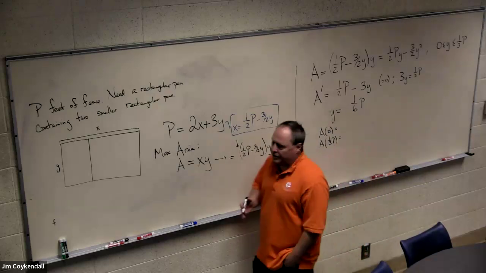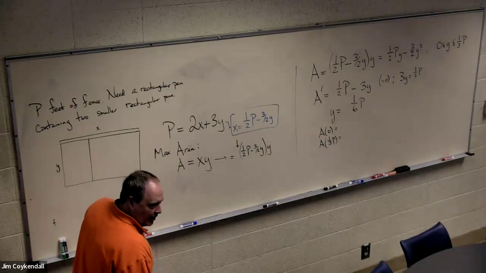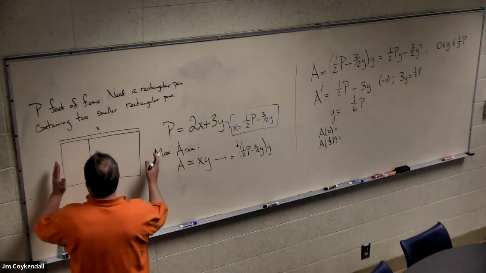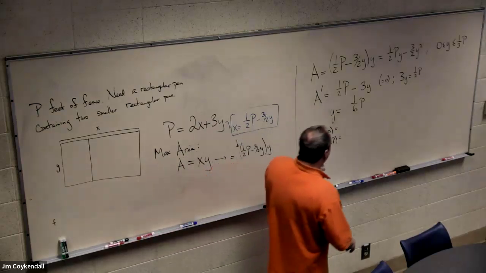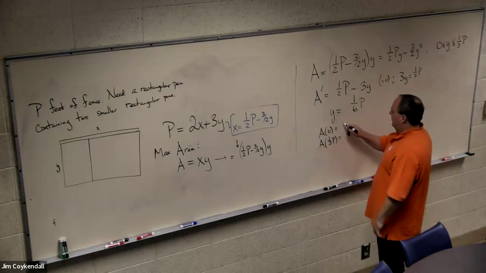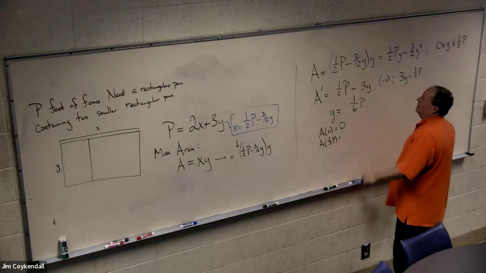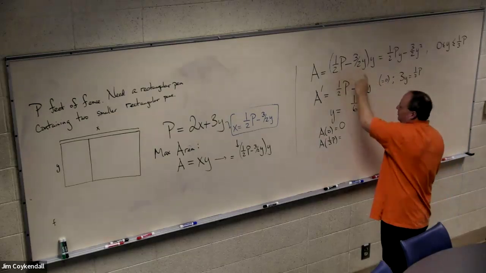If you think about what we're doing, when y is 0, this should give you a 0 area. And when y is 1/3 P, that means x is 0, so you should get a 0 area. Let's look at our area formula. When y is 0, this gives me 0. And when y is 1/3 of P, then 3/2 of that is 1/2 P, and 1/2 P minus 1/2 P is 0.